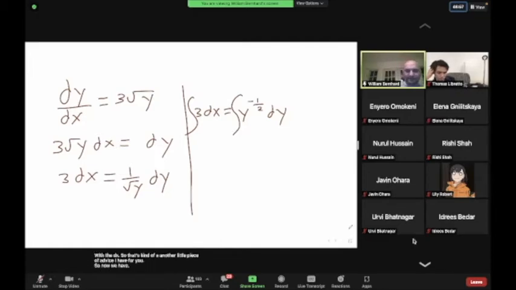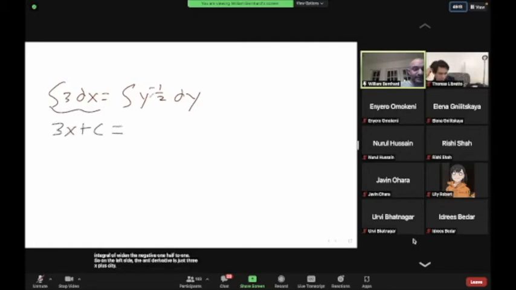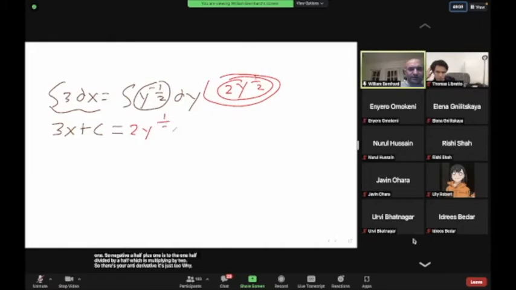So now we have the integral of 3 dx is equal to the integral of y to the negative 1/2 dy. On the left side, the antiderivative is just 3x plus c. And then the antiderivative here, I'll just move to the side for a moment. Just add 1. So negative a half plus 1 is 1/2. Divide by a half, which is multiplying by 2. So there's your antiderivative. It's just 2y to the 1/2 power.